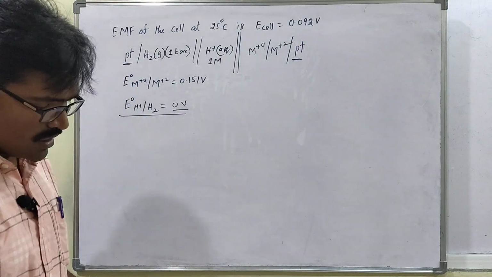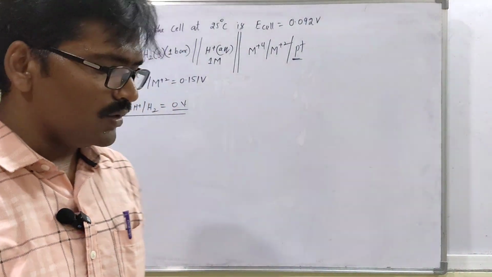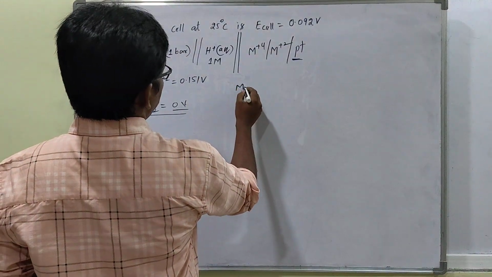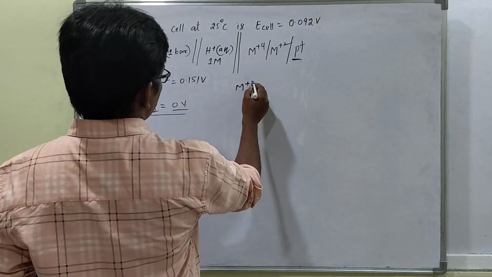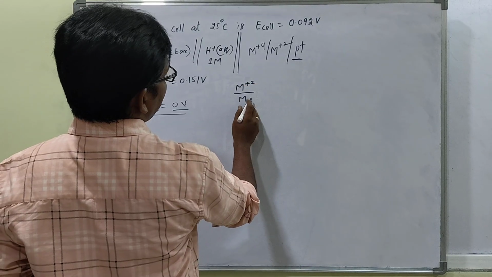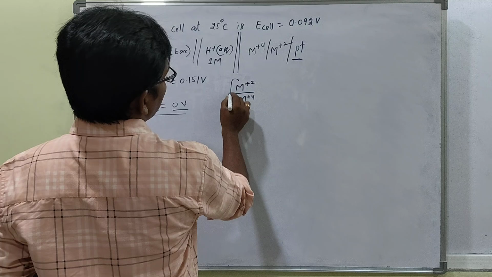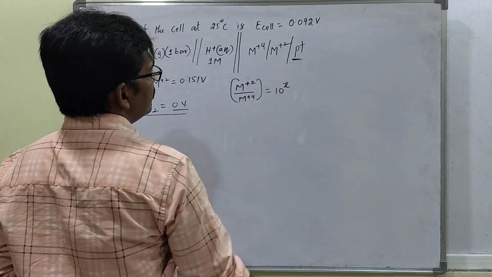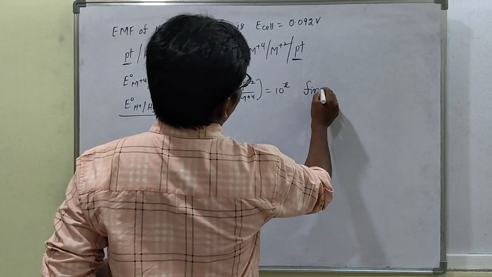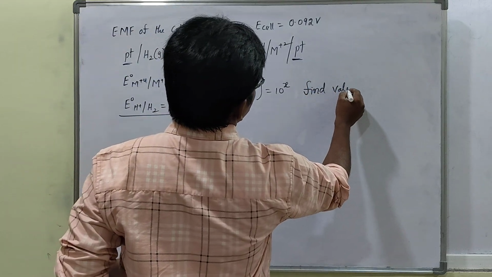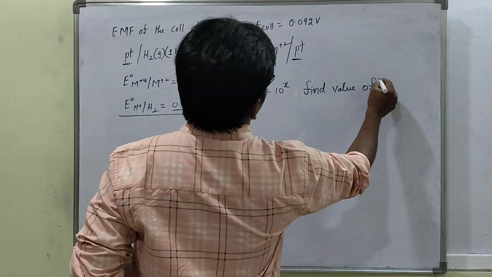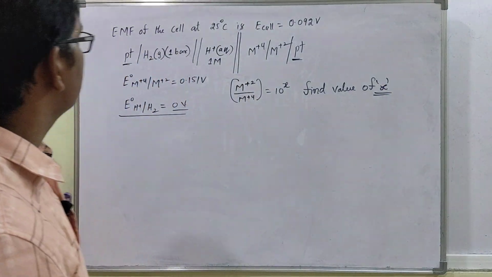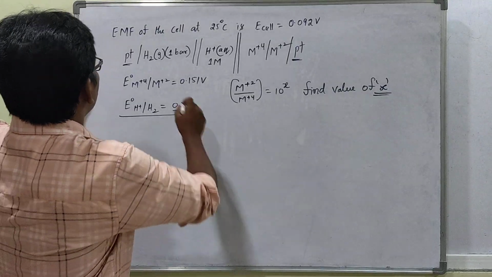0 volts, standard reduction potential. So what we have to find out? Find that M plus 2 concentration divided by M plus 4 concentration value, that is given as 10 to the power of x. So find the value of x. Value of x, like this is given in the question. Find value of x.